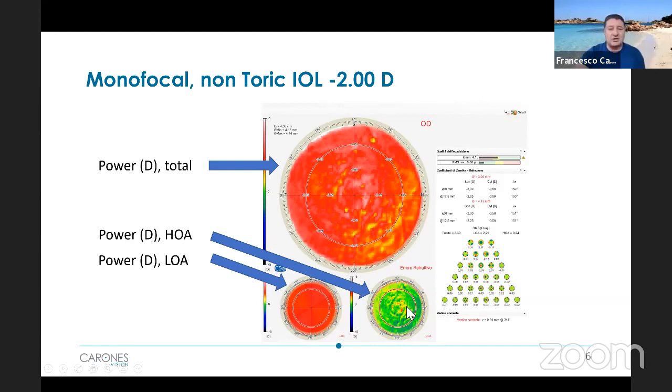And here is how the high order aberration map looks. So here there is a little bit of background noise, as you can see, but the map generally looks green, meaning plano. So in this case, we have an IOL that is myopic as an outcome, but with almost no high order aberrations.